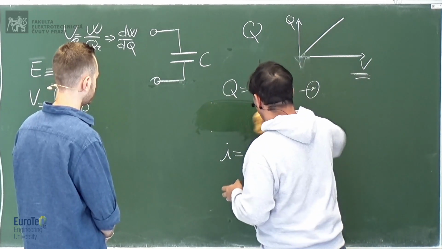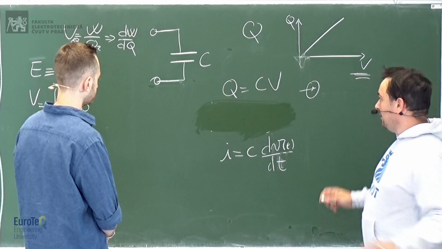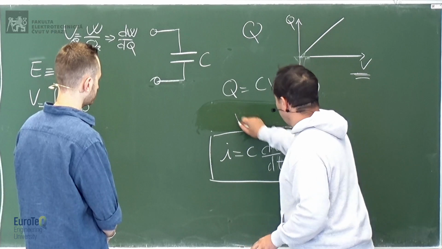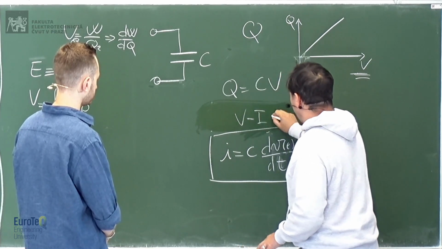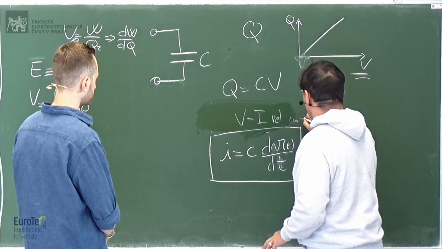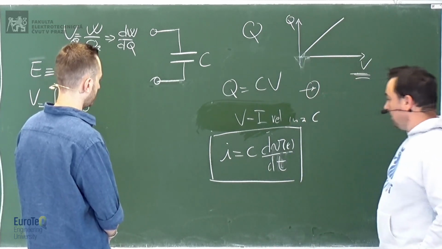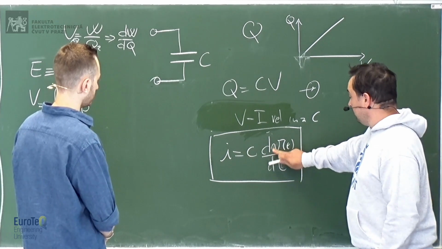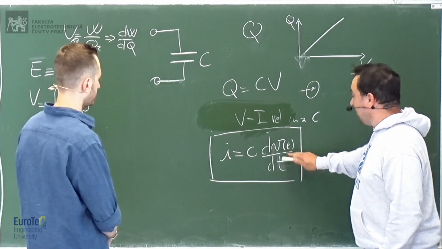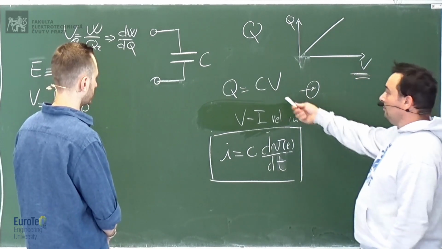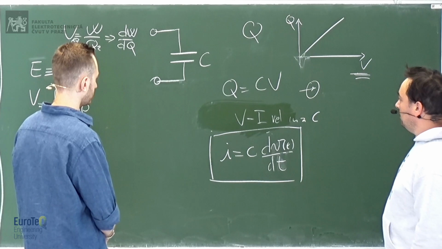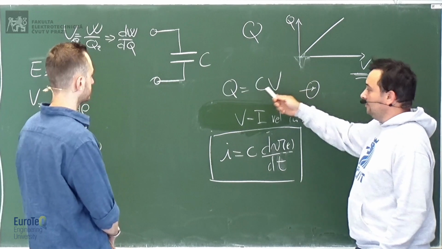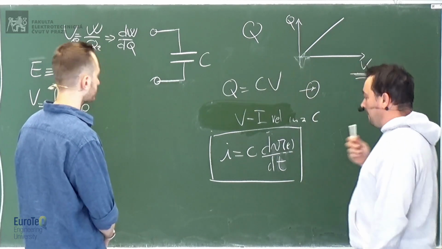Exactly. So if you want to know the relationship between the current and the voltage in a capacitor, so this is the voltage-current relationship in a capacitor, okay? The current is equal to the capacitance times the derivative of the voltage, okay? Yes. And it comes from the very same definition of the charge as a relationship between the charge and the voltage, okay?